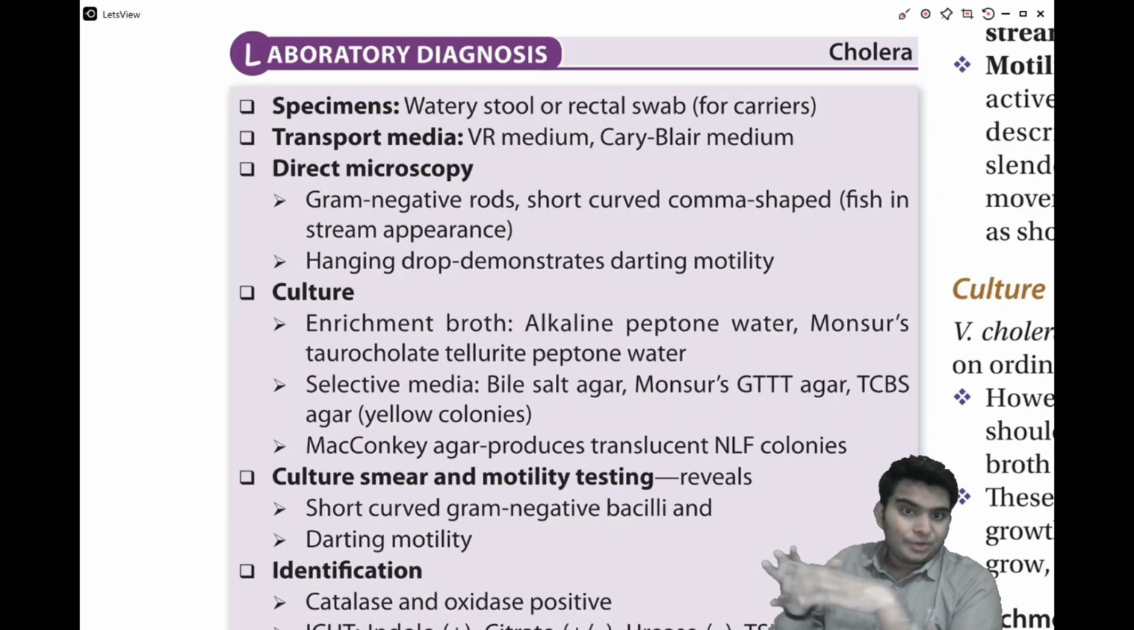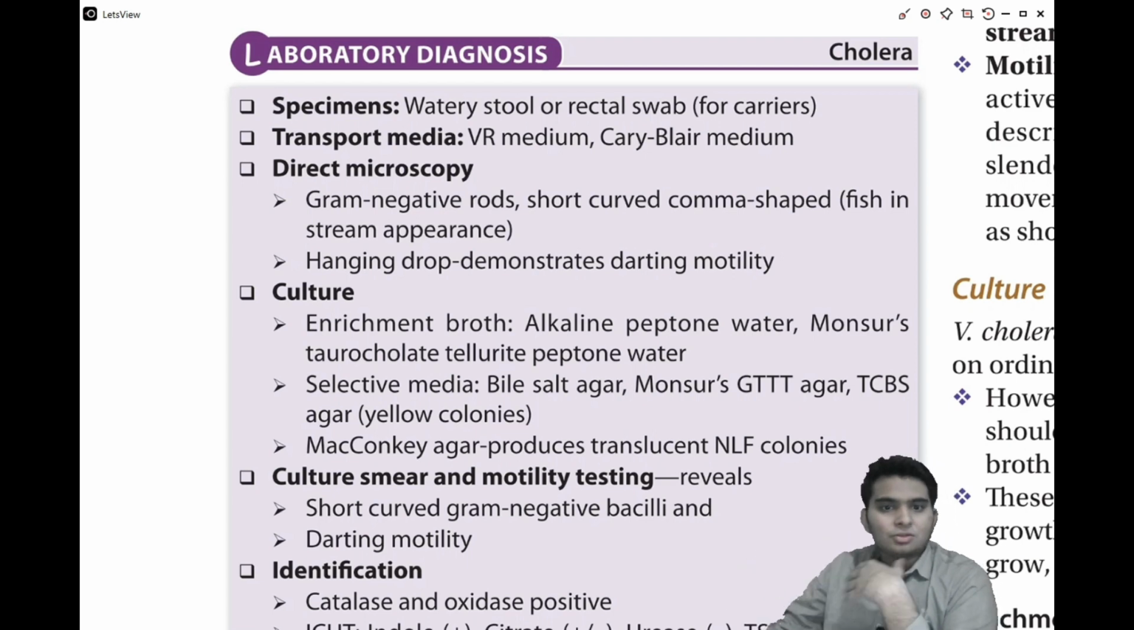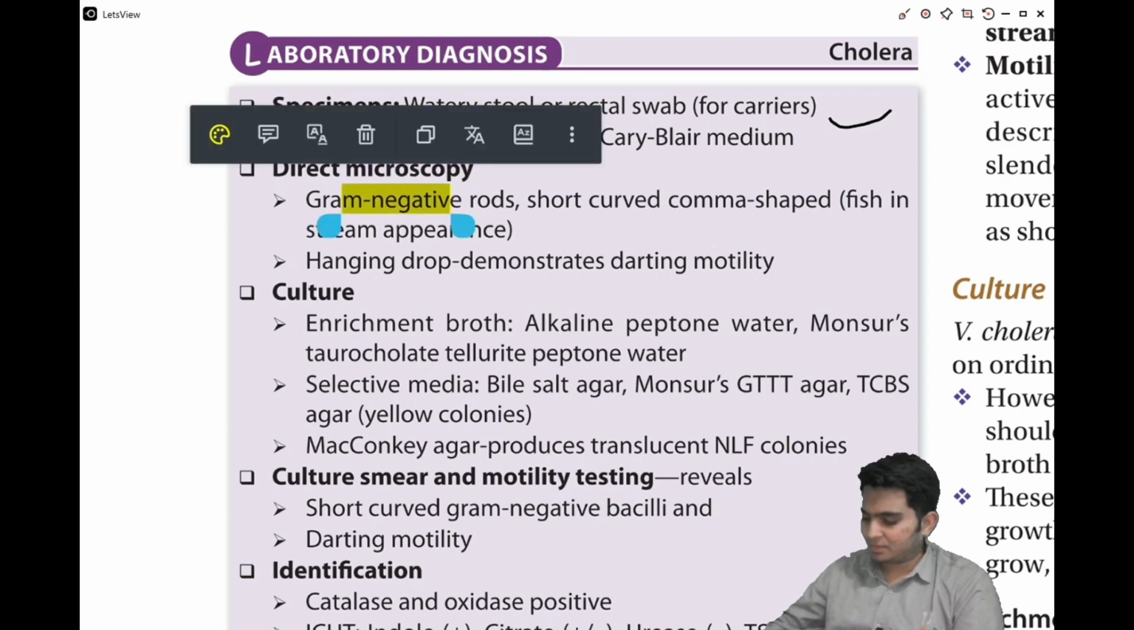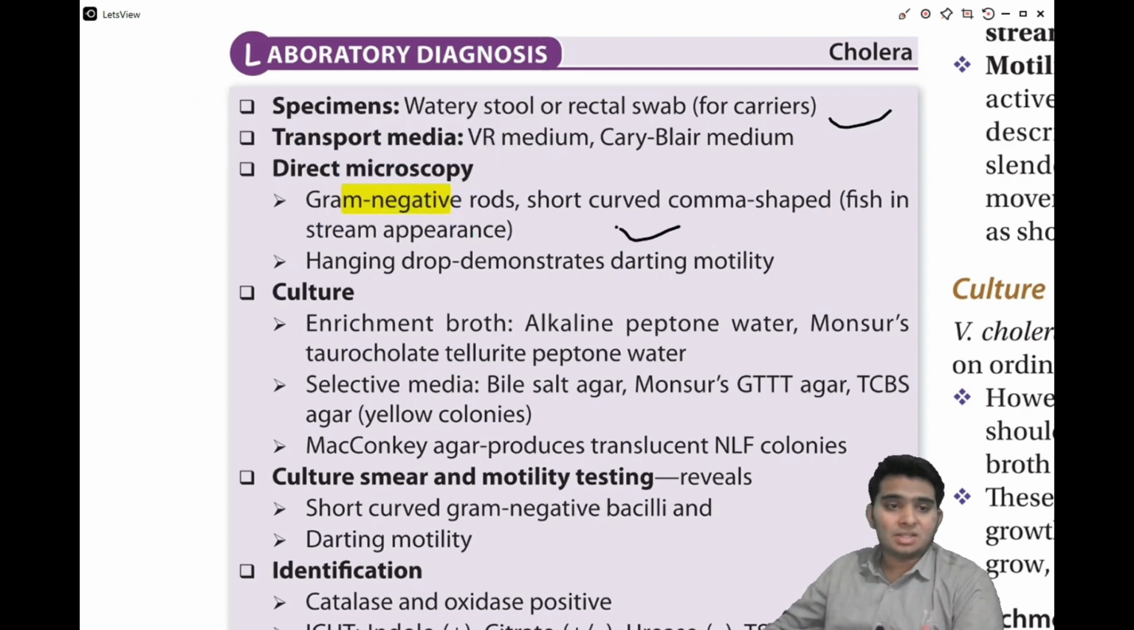Summarization of the laboratory diagnosis. Some of the tests we will discuss in detail also. So the specimens are watery stool or rectal swab, and the transport media are VR medium and Cary-Blair medium. And if you do the direct microscopy, it is gram negative rods, curved, comma shaped, with a fish in stream appearance. All these characteristics have been discussed earlier. And hanging drop demonstrates the darting motility.